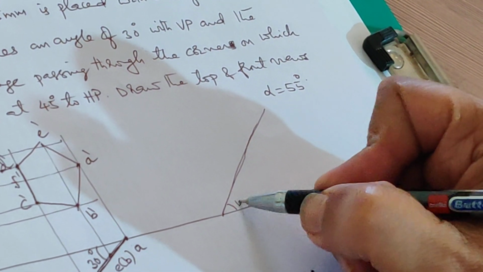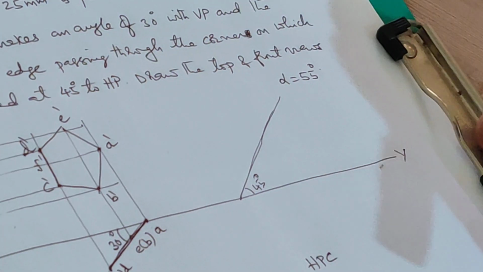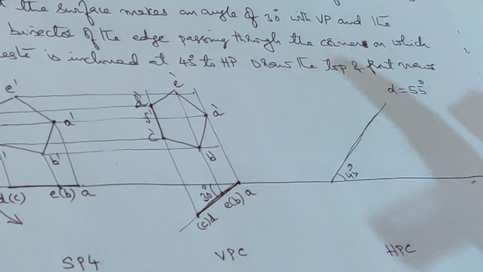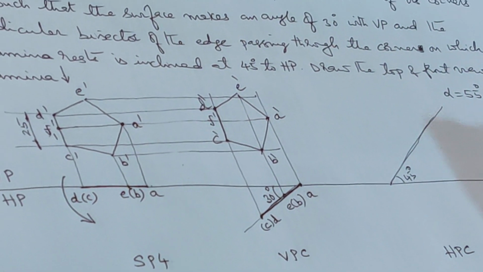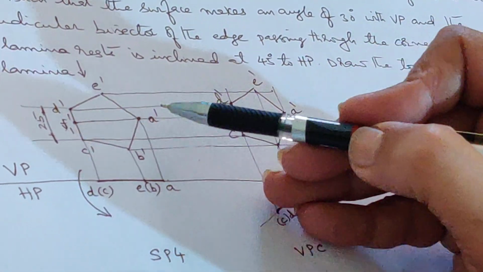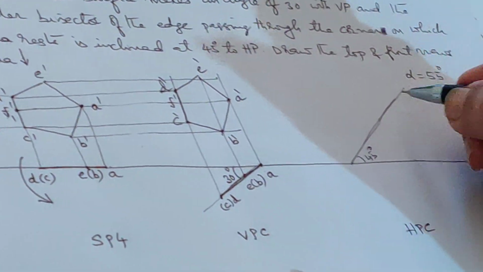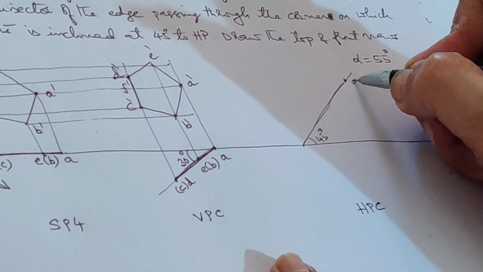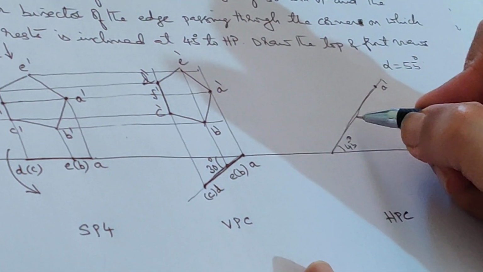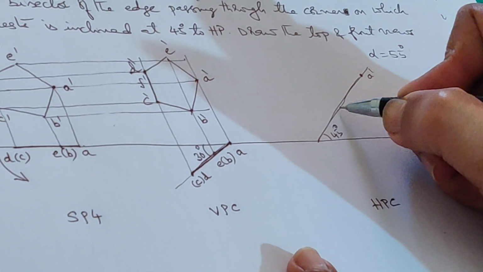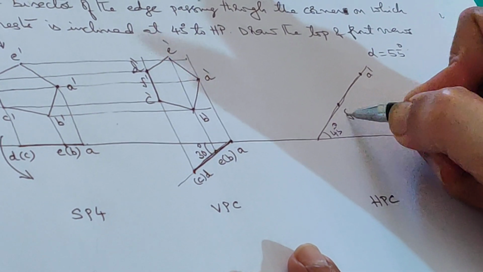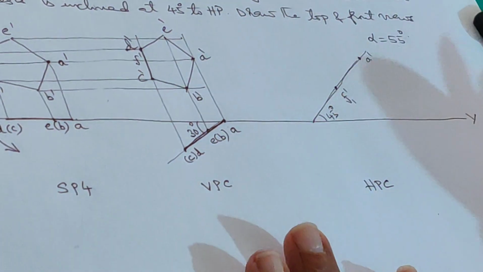So this is the 45 degree line. Because this is the true angle, I am going to mark the true length of the perpendicular bisector on this. This is the true length, which you get from the first step. So this is your A dash and this is F1 dash. This is the true length.